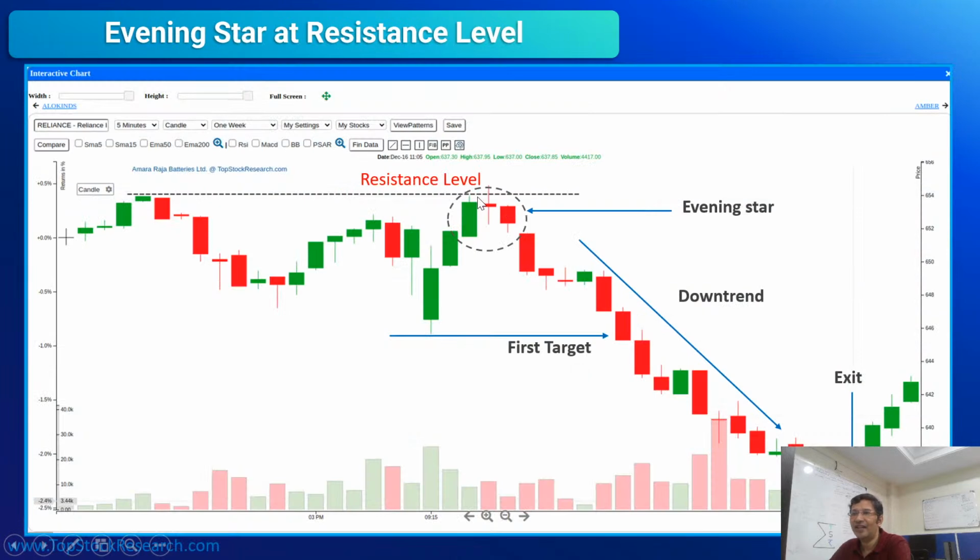This is formed at a resistance level, right? Formed at a resistance level. So double set of confirmation. First target is the swing low. If you're following a trailing stop loss, then you can ride this wave in a much better way, right? And then this is where you can exit, either at this point or this point. It will give you an indication: the low or high of the previous 2, 3, 4 candles, whatever you form, or a moving average would also come somewhere very close to this.